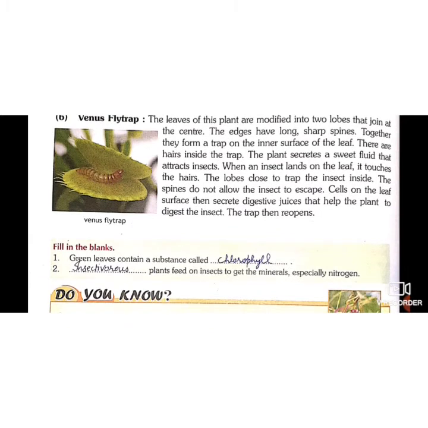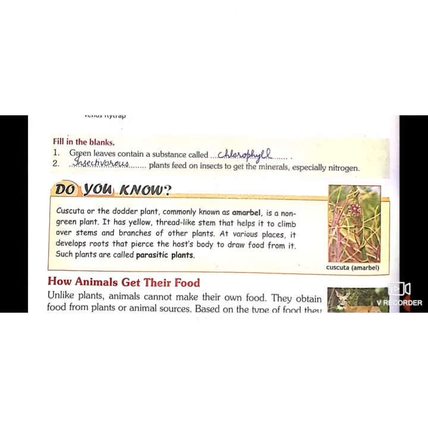Now in the second image you can see the Venus flytrap. It has two lobes, one the upper one and the second the lower one. You can see in the picture that a caterpillar is lying in between the two lobes. The edges have long sharp spines. Together they form a trap, and there are hairs inside the trap which secrete a sweet fluid and attract insects. When an insect lands on the leaf, it touches the hairs and the trap closes. The spines do not allow the insect to escape, so it is digested by the digestive juices, and then the trap reopens again.